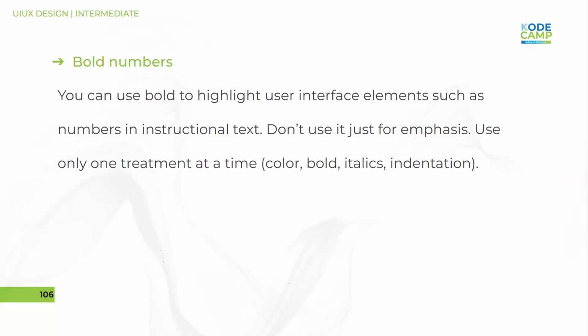Then bold numbers. You can use bold to highlight user interface elements such as numbers in instructional text. Pay attention. Most of us are guilty of this. Use it only to highlight elements such as numbers in instructional text. Don't use it for emphasis. All right. Use only one treatment at a time. Color, if you want to, bold, or italic, or you want to give it an indent. All right.